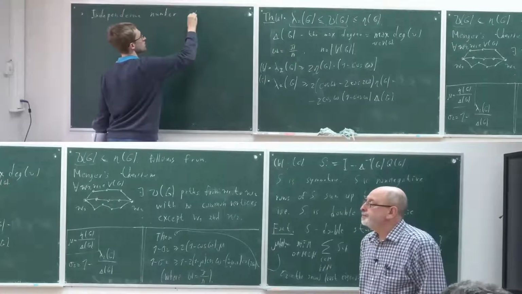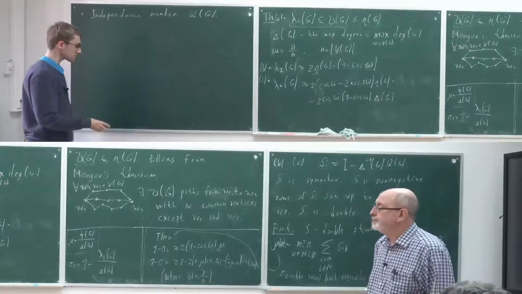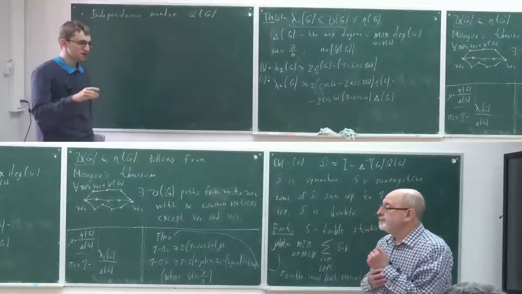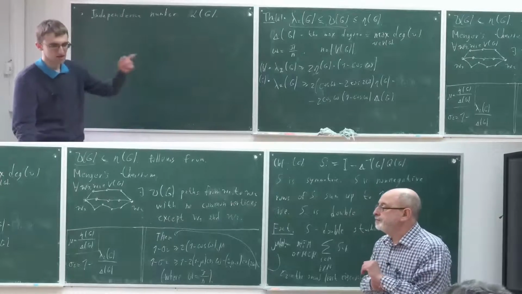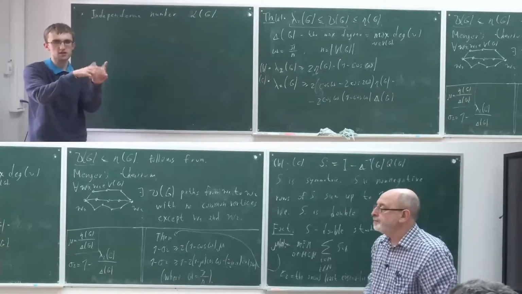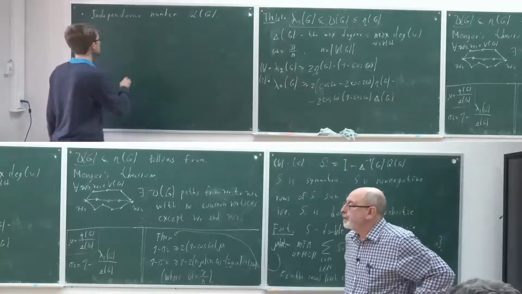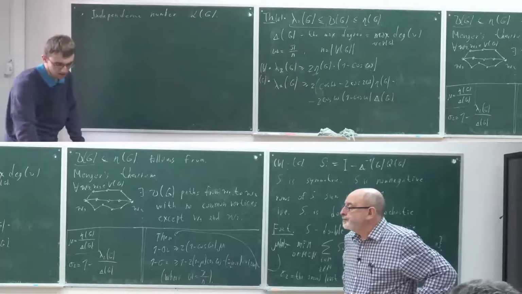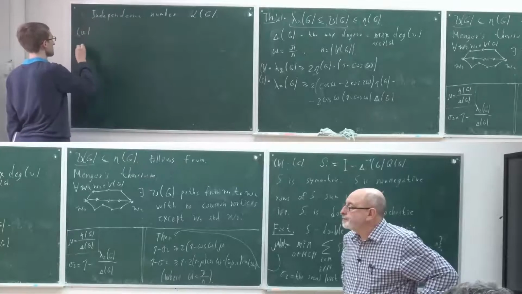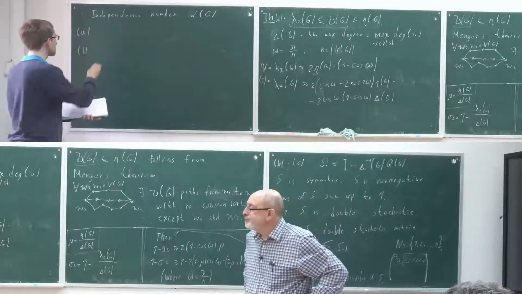I will denote it as alpha of G, and it is the greatest size of the subset of vertices such that there are no edges inside this subset. And here there will be two results. One result is weak and the second one is strong.